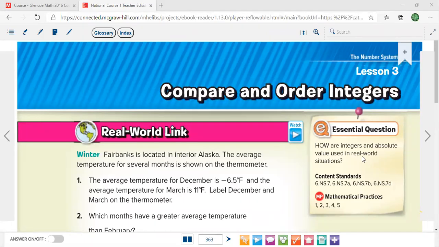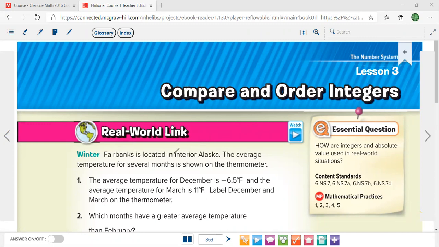This is lesson 3 in chapter 5. Compare and order integers. How can we compare integers? How can we order them? This is going to be very easy for you all.